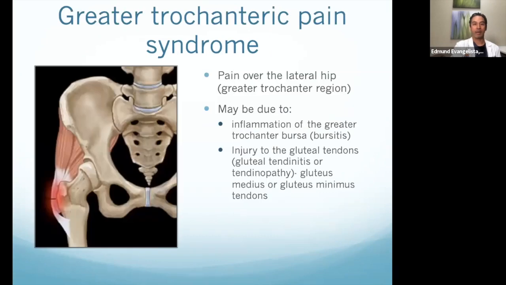Now I'm going to talk about greater trochanteric pain syndrome. This is the other condition that we see very commonly in our practice. Basically, this is pain over the lateral hip or the greater trochanter region. It's usually due to either inflammation of the greater trochanter bursa, or bursitis, or an injury to the gluteal tendons, gluteal tendonitis or tendinopathy, specifically the gluteus medius and gluteus minimus tendons that attach right onto the side of the hip there.